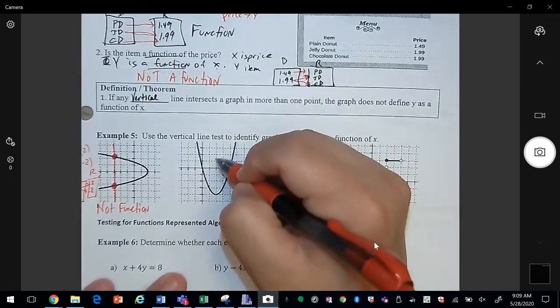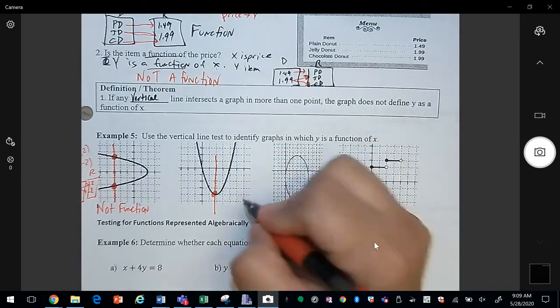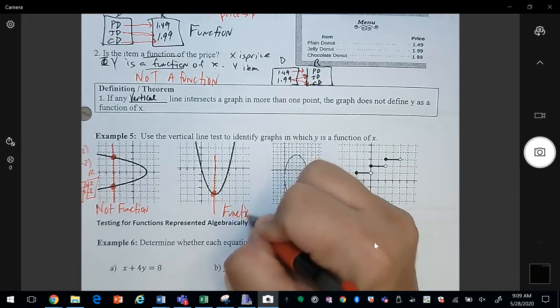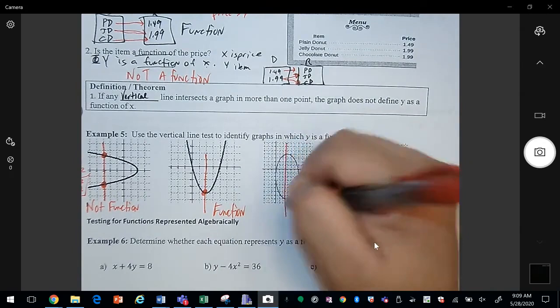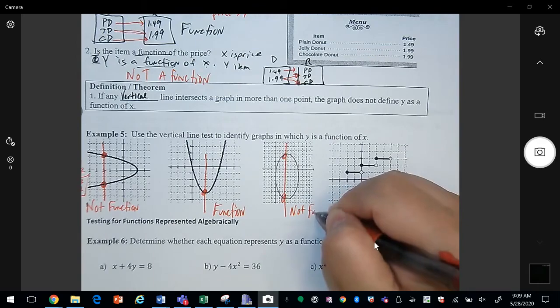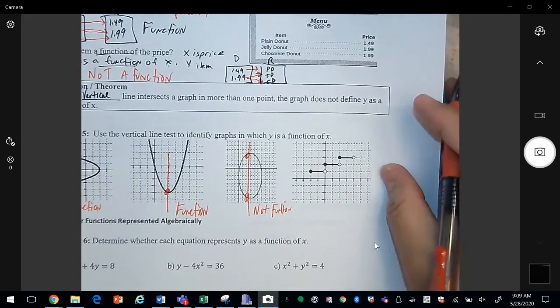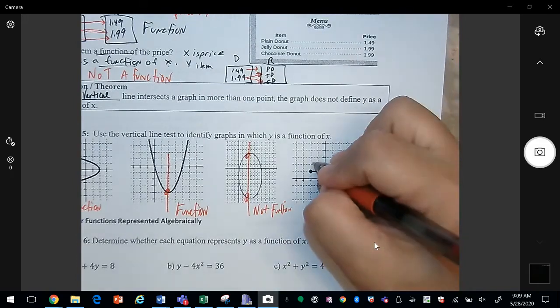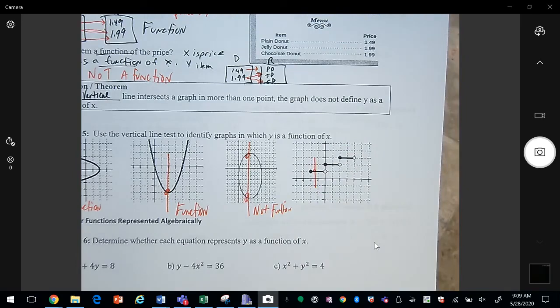So number 2, if I draw a vertical line here, notice it only crosses in one place, so that's going to be a function. And then in the next one, if you draw a line, it crosses in two different places, so that's not a function. And then the last one here, if I draw a vertical line here, notice it only crosses in one place.